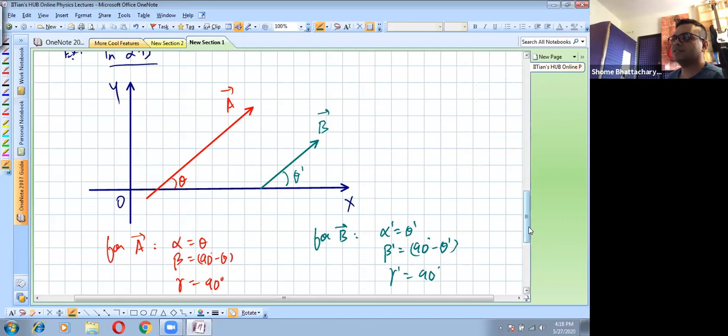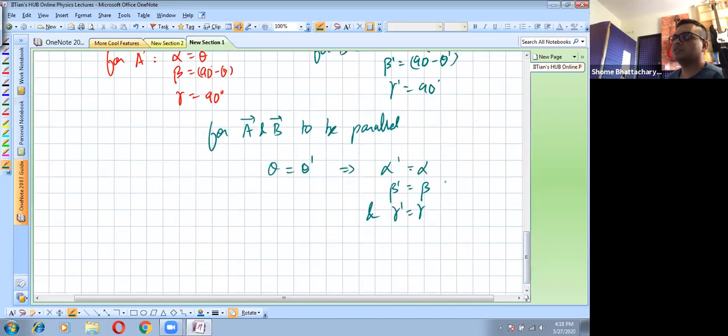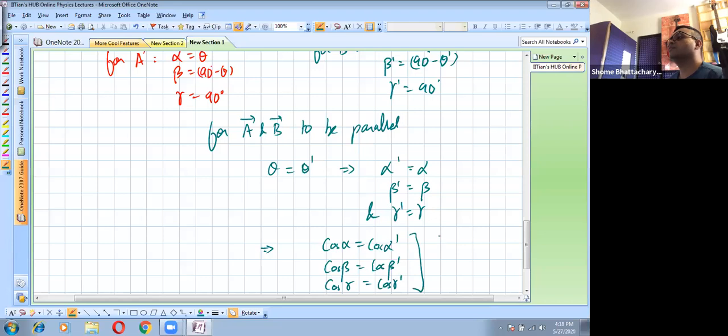But if I write it in terms of direction cosines, it will mean this condition: cos alpha is equal to cos alpha prime, cos beta is equal to cos beta prime, and cos gamma will be equal to cos gamma prime. This is the condition for parallel vectors.